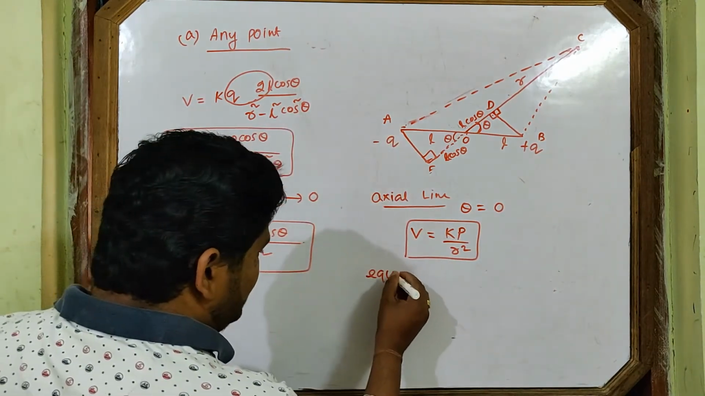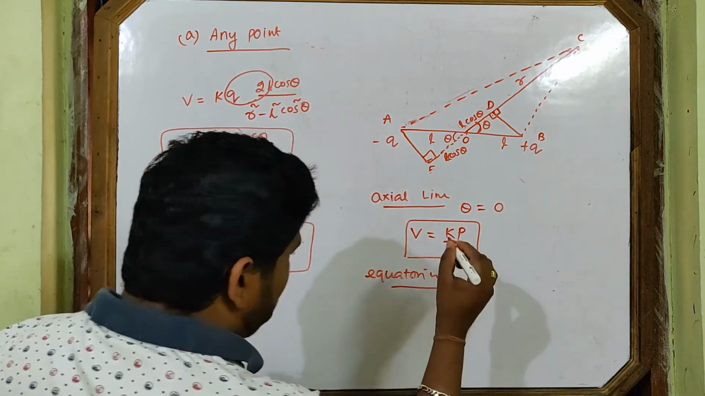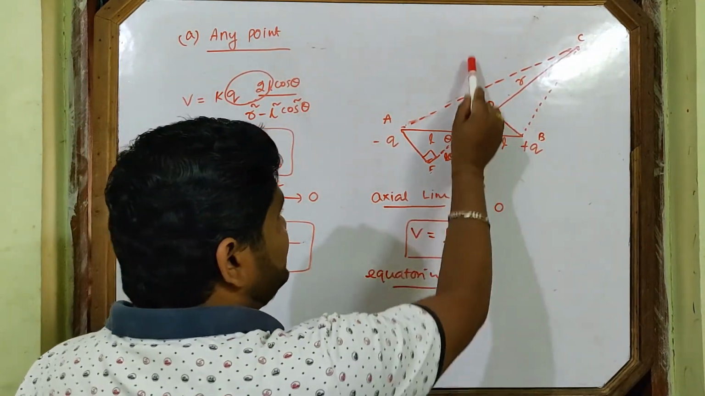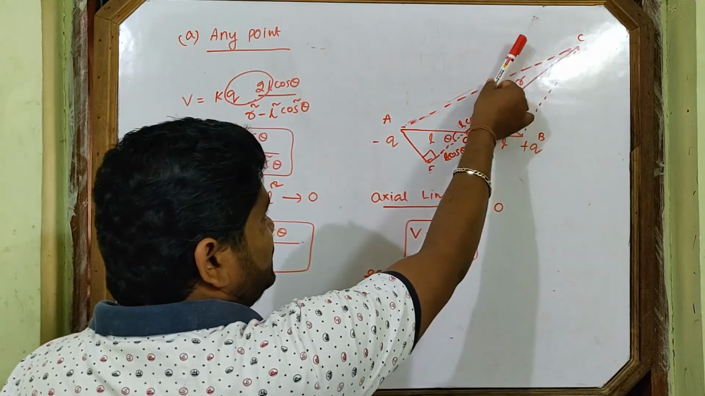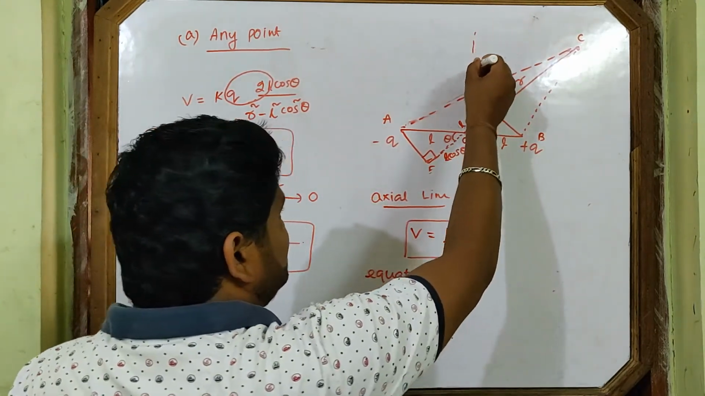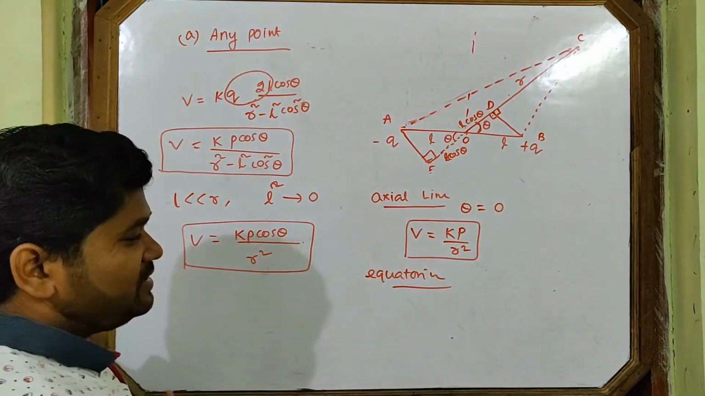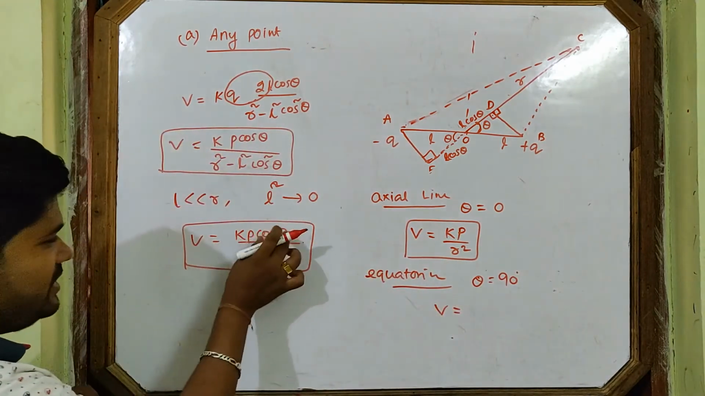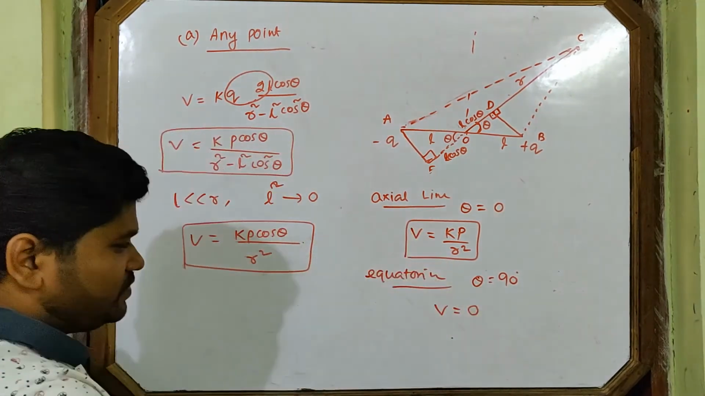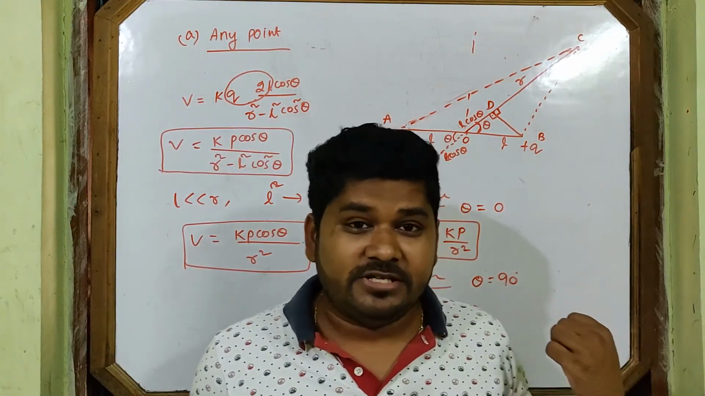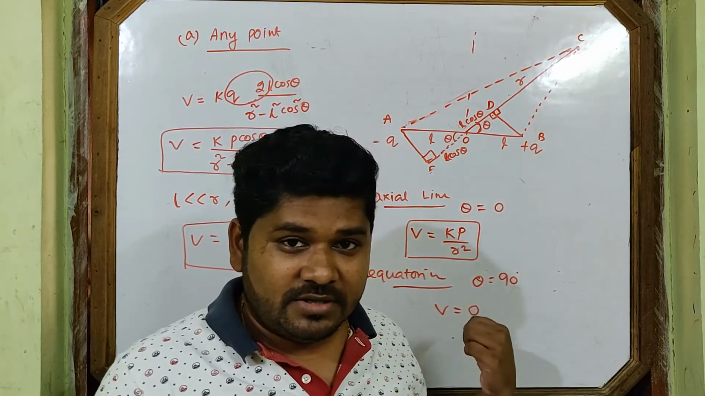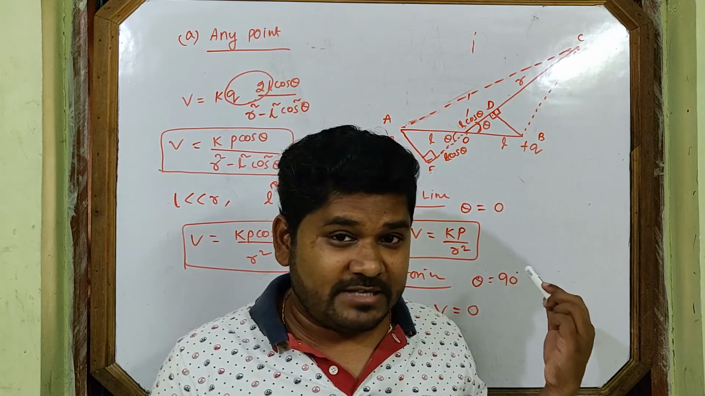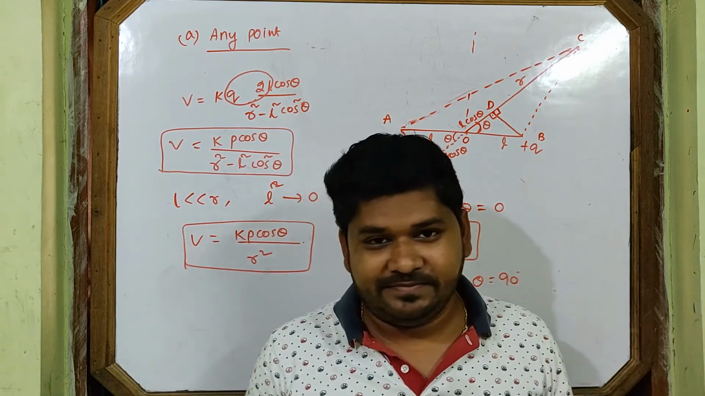Now come to the equatorial line. If you do it for the equatorial line, what will happen? This point C will go to the equatorial line, means the line here. When point C goes here, this is the equatorial line. What will happen to the value of theta? Theta will be 90 degree. What is the potential? Kp cos 90. What is the value of cos 90? 0. We have done potential on the equatorial line directly. Potential is coming 0. So that means our any-point expression is 100% correct.